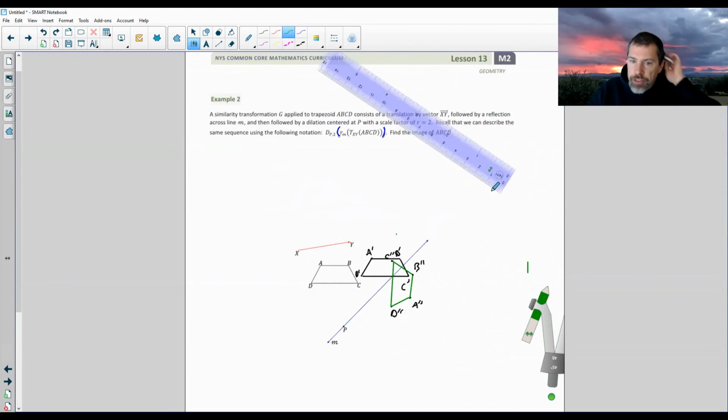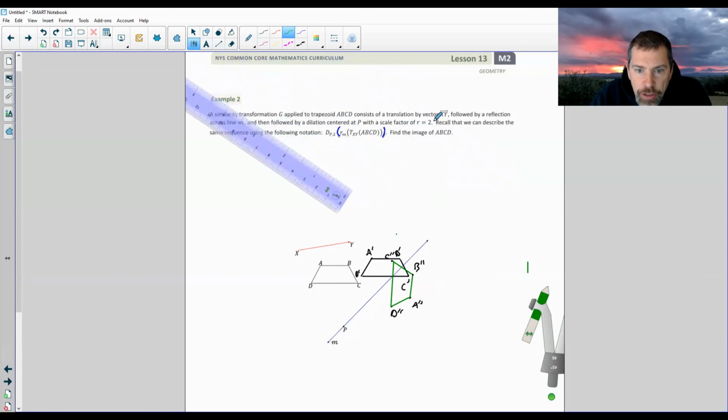Okay, so there's a reflection. It's not the prettiest, but there's the reflection. A double prime, B double prime, C double prime, D double prime reflected. Okay, that's our image of our prime translated trapezoid. All right, so now I want to dilate that by a scale factor of 2 from center P.